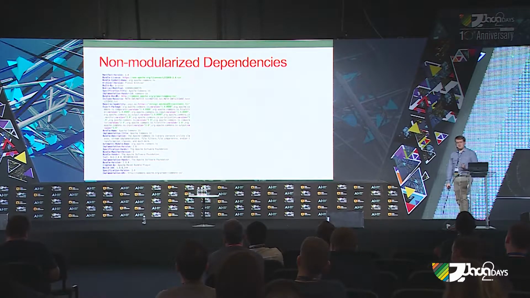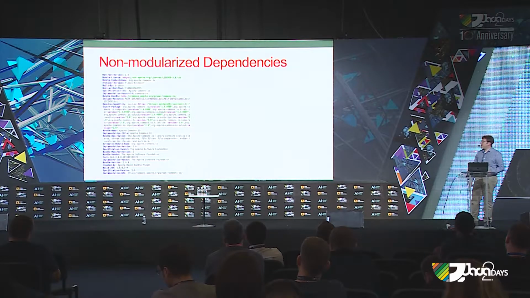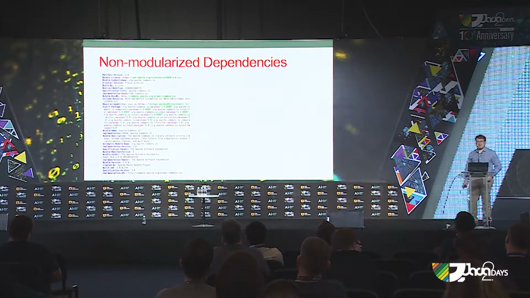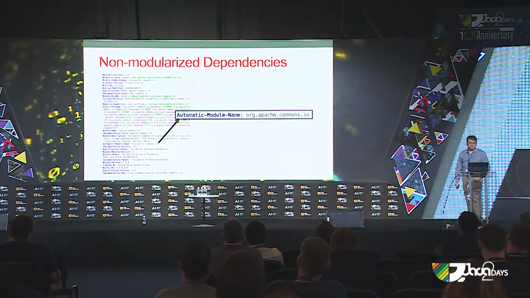So this is going to be very important for the next couple of slides where I cover how to modularize things that aren't modularized yet. But you have to be aware of this, that you might declare a dependency on something you think is using automatic module names, but it's actually going to pull the name out of the manifest file.